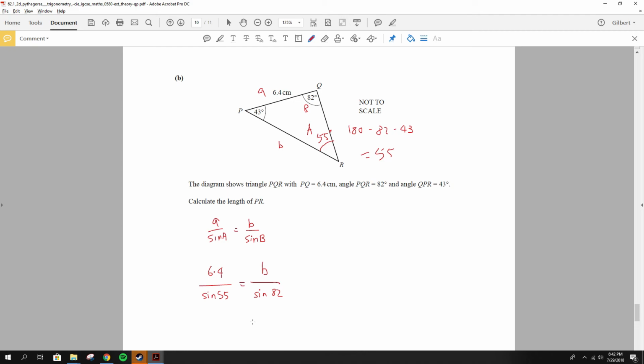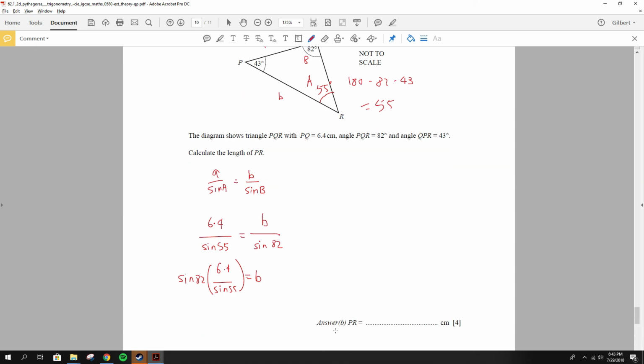To find b, bring sine 82 over to the other side. Sine 82 times 6.4 over sine 55 equals b. Type everything into your calculator: sine 82 times 6.4 divided by sine 55. b will equal 7.74 cm. Okay, 7.74.